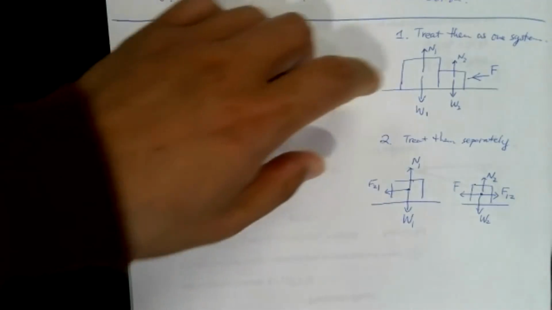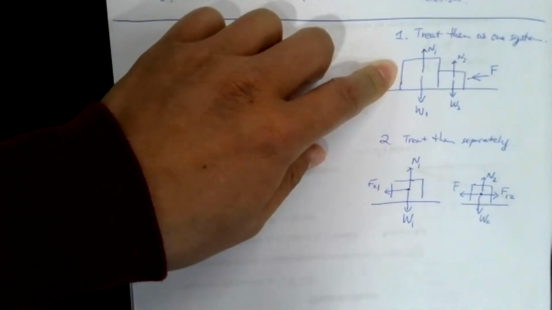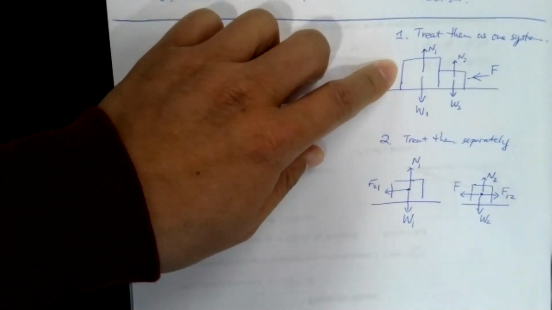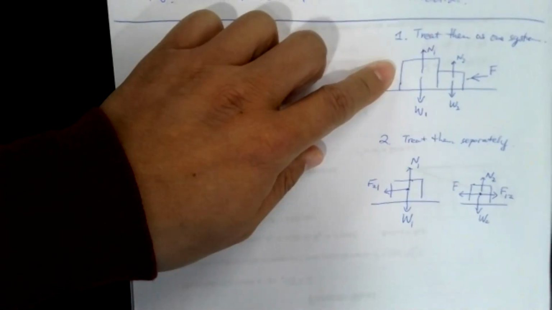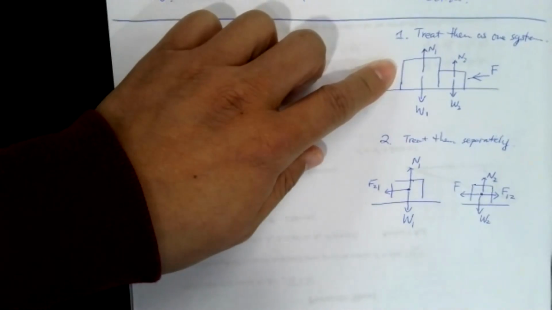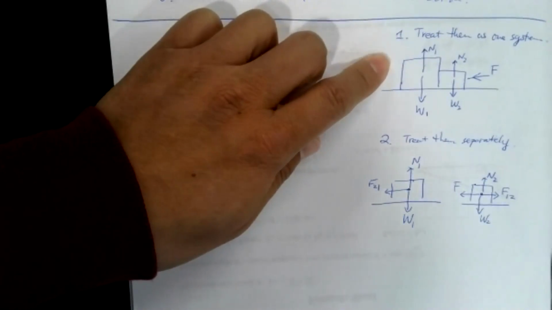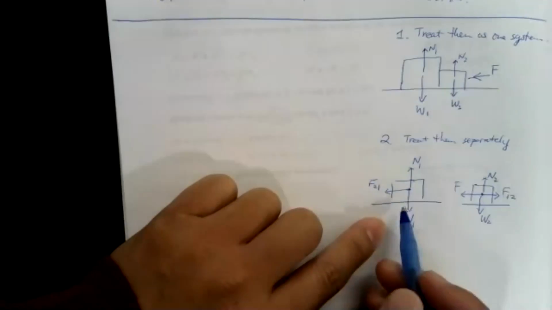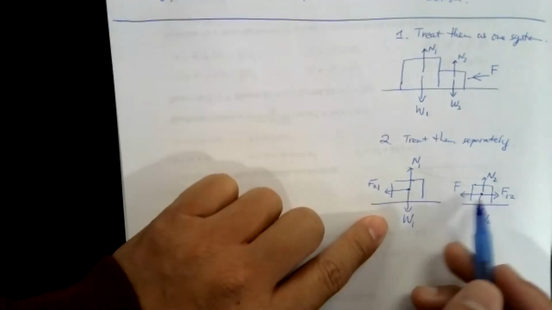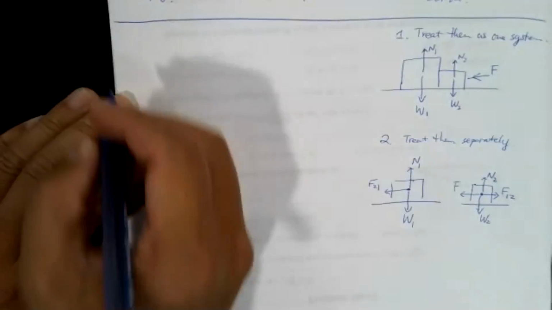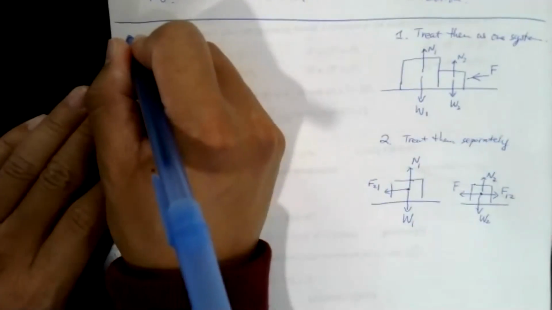Now, if we treat them as one system, then we can figure out the acceleration of the system, right? Because the two boxes share the same acceleration. Once you have figured that out, you can use the same acceleration for box 1 and box 2, because those two have the same acceleration, okay? So let's treat them as one system.